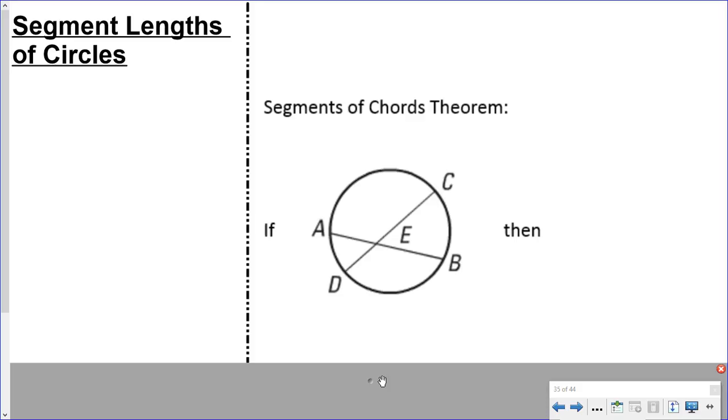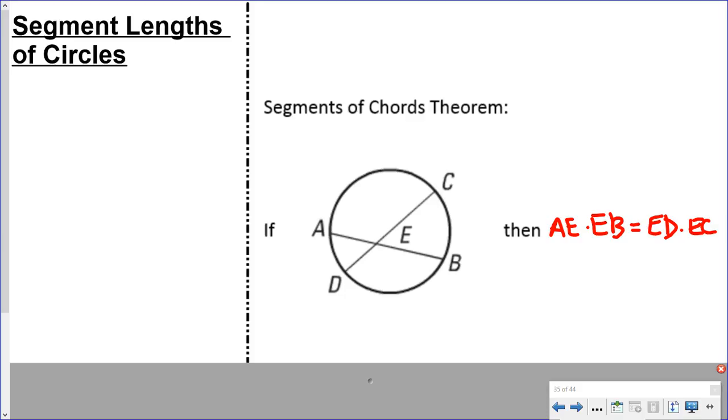We're doing segments. So what you're going to do is AE, whatever the length of AE is, you're going to multiply that times the other piece of the chord, EB, and that will equal the length from E to D times the other piece of that chord, EC. So you take the same chord and the 2 pieces that it got split into, and we don't know that those pieces are equal. They're actually not, okay?